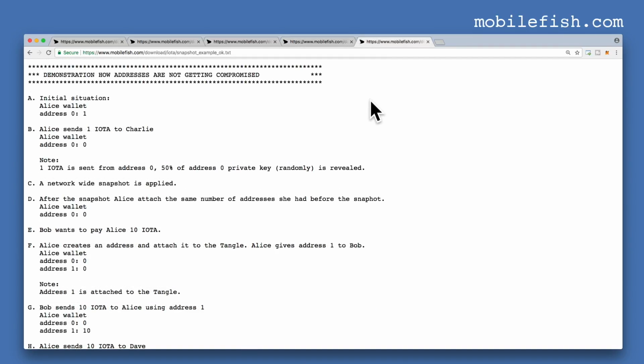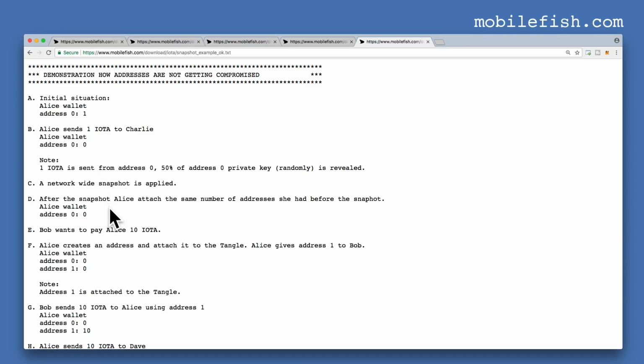Now let's do the same steps again, but now Alice does not make the same mistake. This is the initial situation. This is Alice's wallet, address 0 has 1 IOTA. Alice sends 1 IOTA to Charlie. 1 IOTA is sent from address 0. 50% of address 0 private key is revealed. Now a network-wide snapshot is applied.